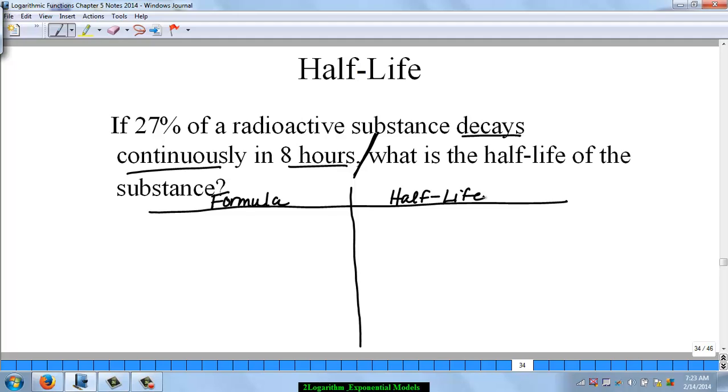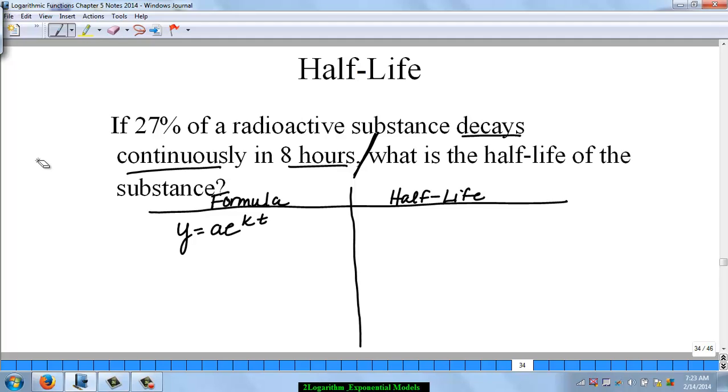Okay, so let's find the formula. So I know it's y equals a e to the kt. And I want to fill in what I have here so I can come up with a type of formula to use. So it says 27% of it decays in 8 hours. Well, I know the 8 is going to go in the t spot, and I know the e's okay, but I'm a little confused about the rest.